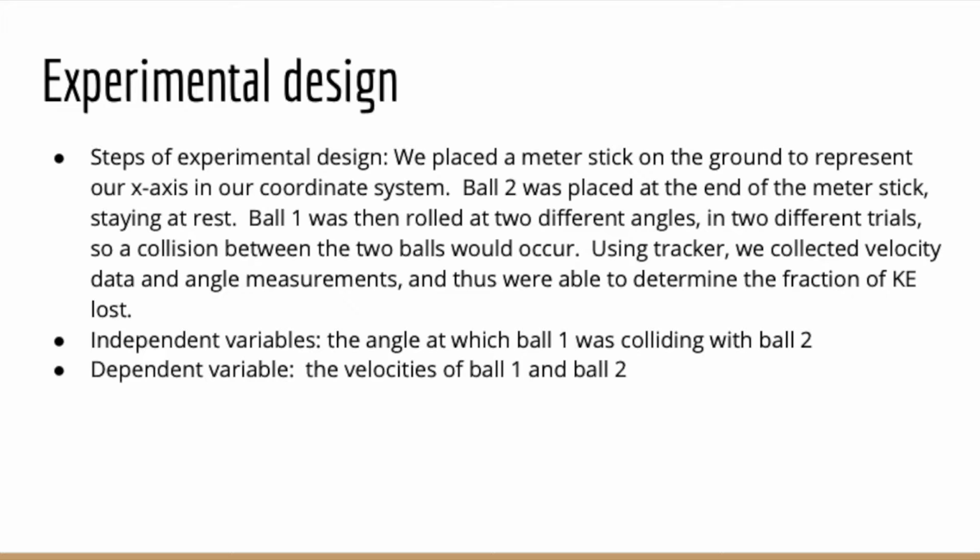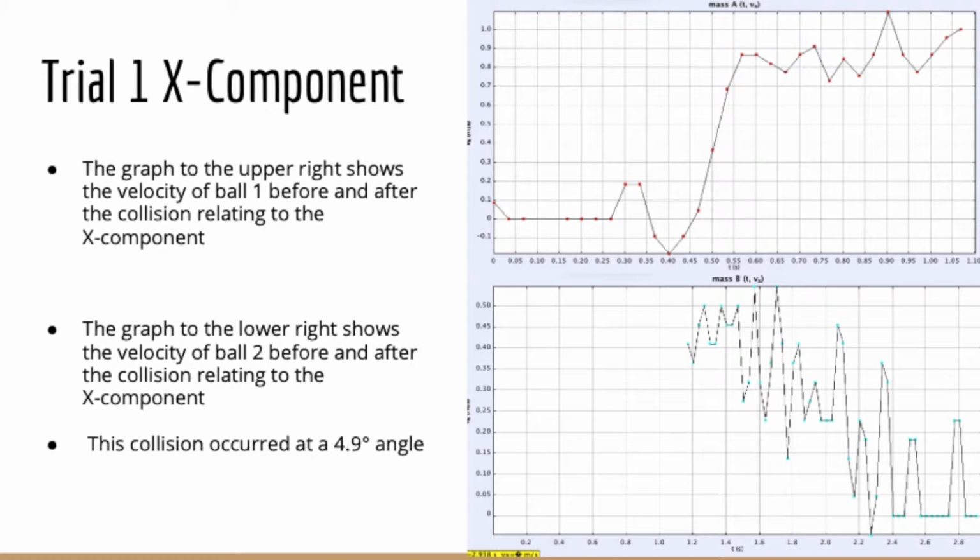We defined our independent variable in our experiment to be the angle at which ball 1 was rolled towards ball 2, and the dependent variable to be the velocities of ball 1 and ball 2. The graph to the upper right shows the velocity of ball 1 before and after the collision relating to the x component. The graph to the lower right shows the velocity of ball 2 before and after the collision relating to the x component. This collision occurred at a 4.9 degree angle.